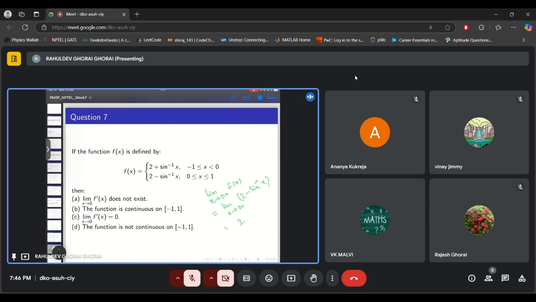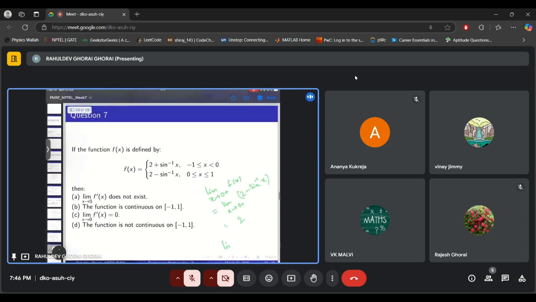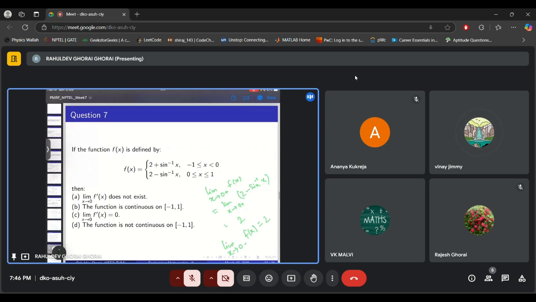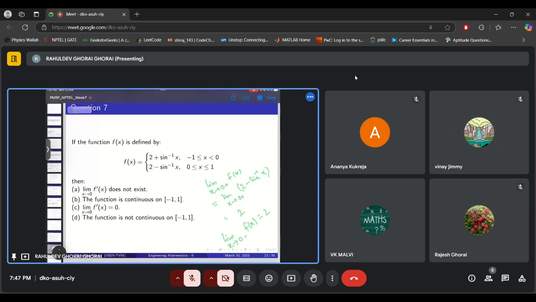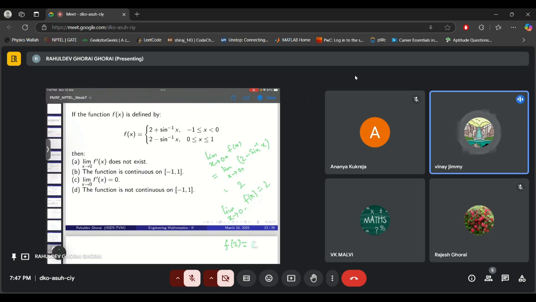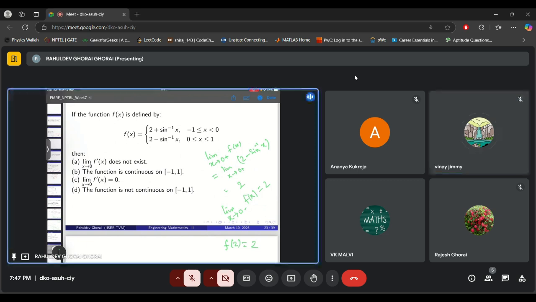Similarly you can show that the limit as x tends to 0 minus is also 2. So both sides it is 2. Yes, sir, both sides. Can you say that it is continuous then? Left-hand limit is equal to right-hand limit, but f0 also has to be 2, right? It is coming 2, so that's why it is continuous.